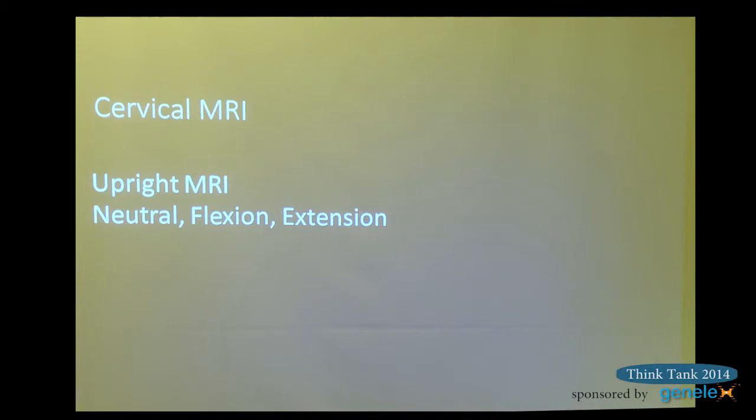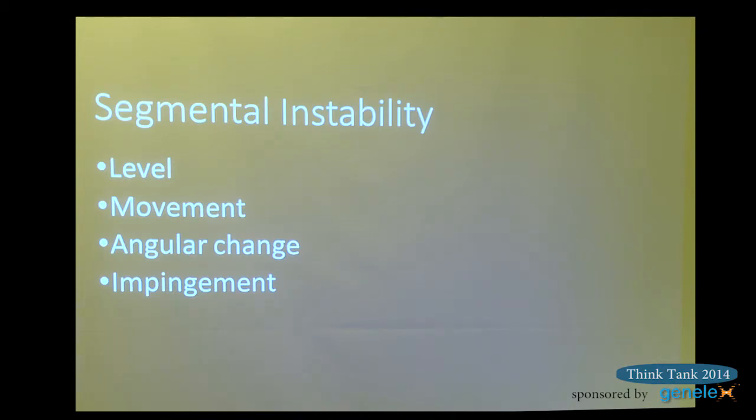They're done in an upright position, in neutral, which is upright, flexion, which is bending forward, and extension, which is tipping back. And if there's instability, we're looking for the level, the amount of movement, sometimes forward or back, angular change, and if there's compression upon the spinal cord or nerves.